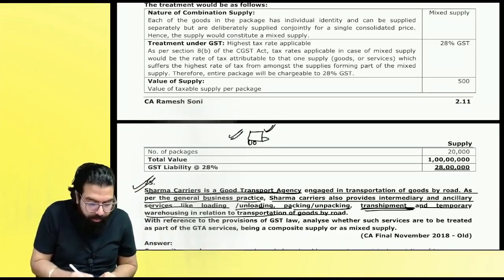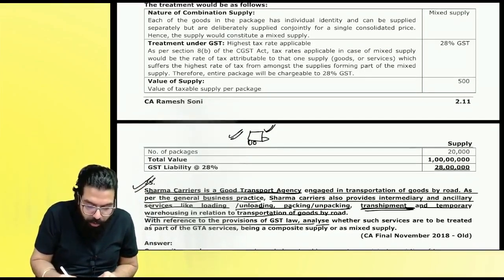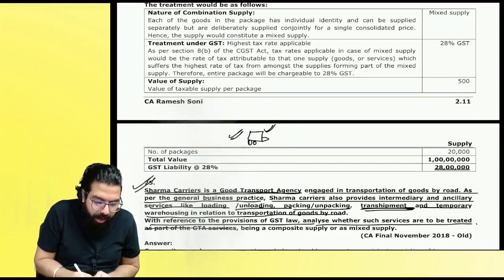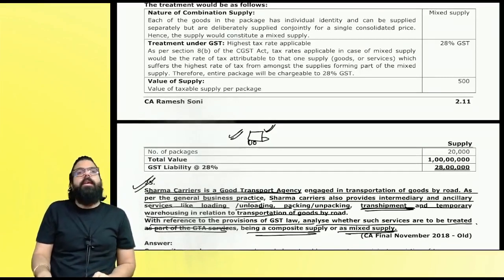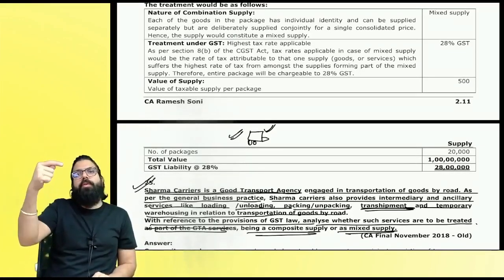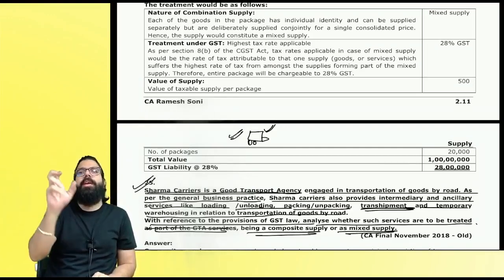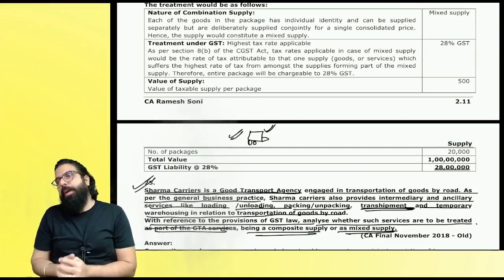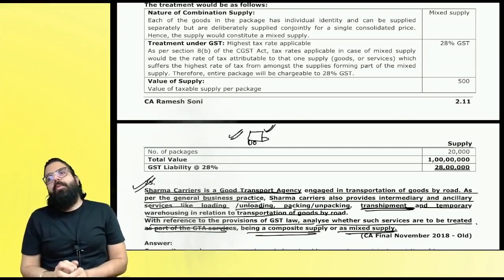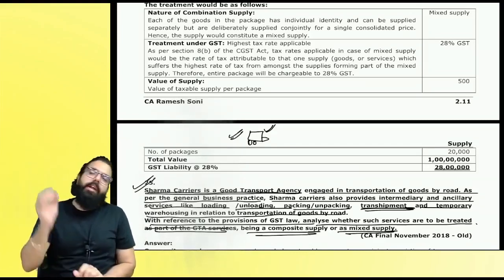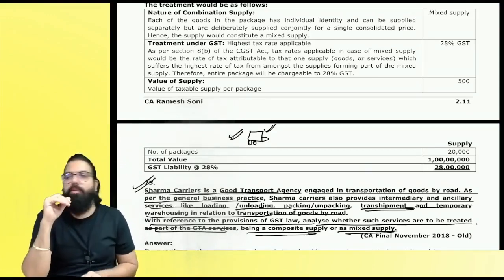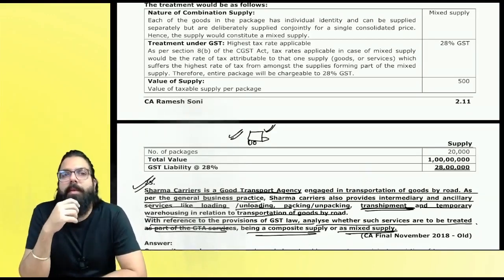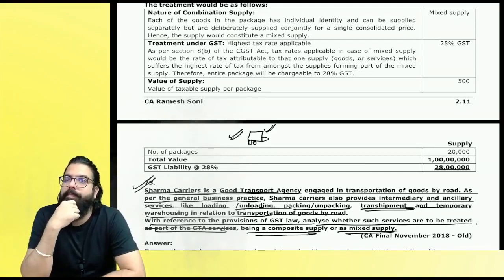Then, in relation to transportation, with reference to the provisions of GST law, analyze whether such services are treated as part of the GTA service, being a composite or mixed supply. Along with the goods transport, they told you, sir, if you want packing, unpacking, loading, unloading, temporary warehousing, we'll give those services also. What is the principal supply, everyone? Transportation. Along with the transportation, they are giving you other services also. Is it a composite supply, mixed supply, or separate supply?